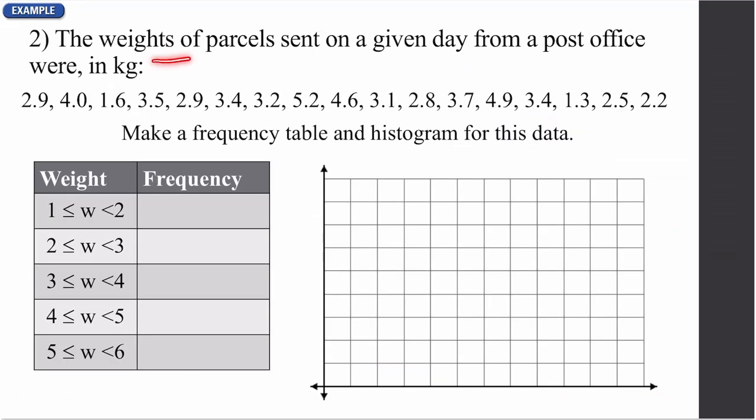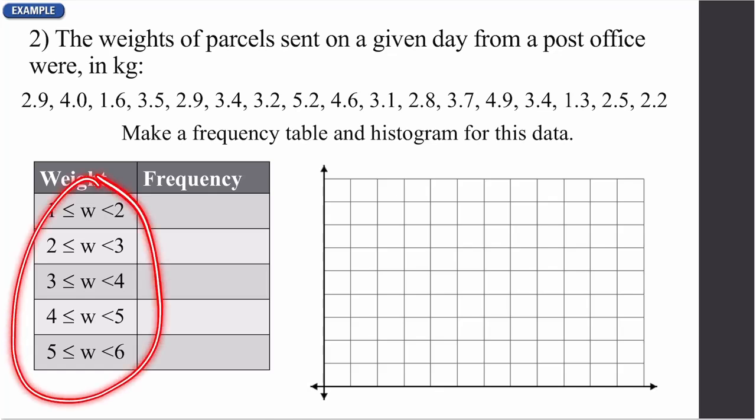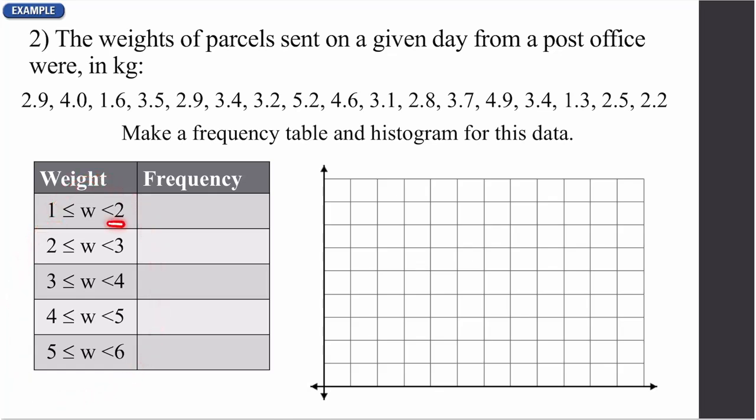All right, next we have the weights of parcels, so packages, sent on a given day from a post office and measured in kilograms. First we're going to make a frequency table and a histogram for this data. You can see the classes, or the bins, are already set up for you. If the package was more than 1 kilogram but less than 2 kilograms, you're going to put it in this bin, and between 2 and 3 it's going to go in this bin, and so on.